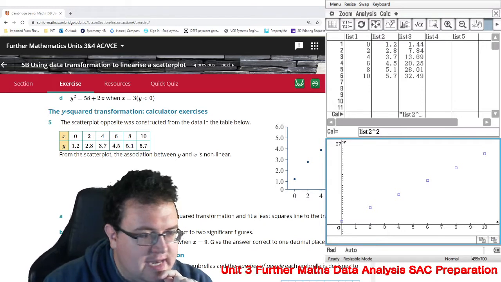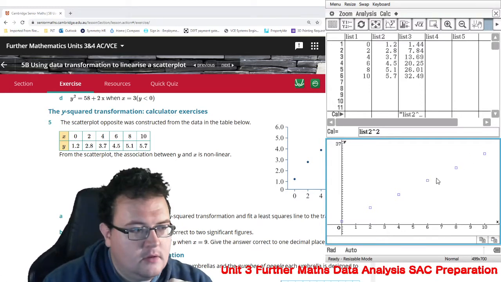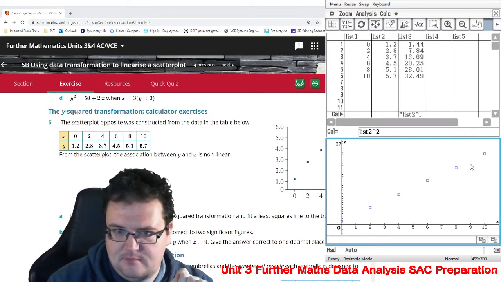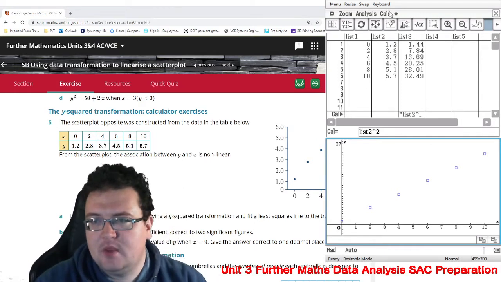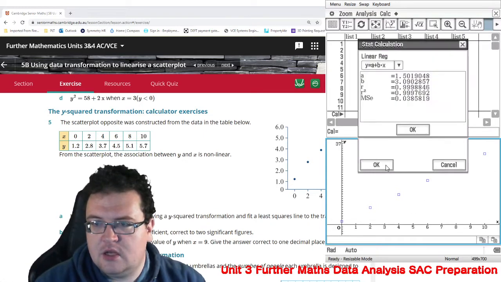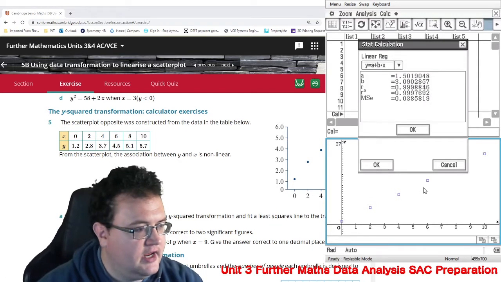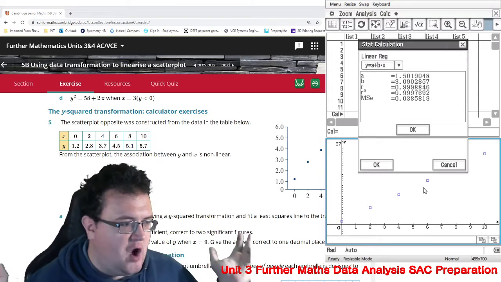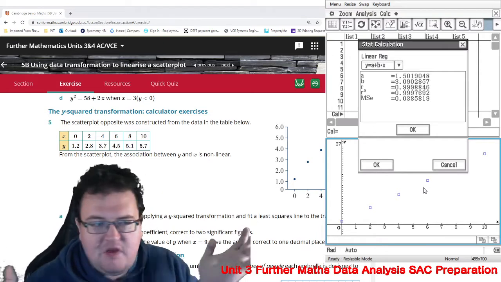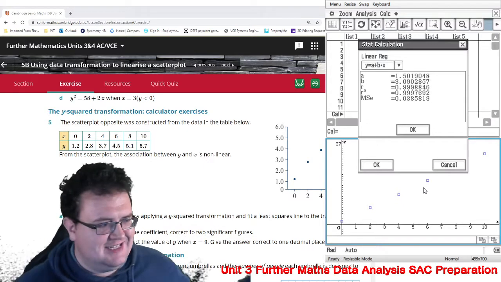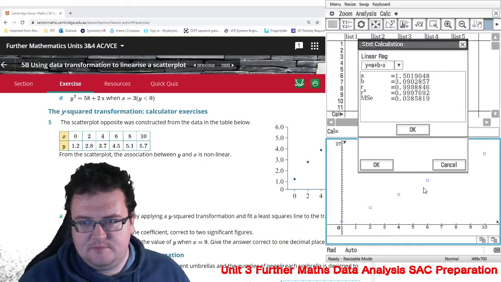All right. Now that looks like a perfect straight line to me. But is it? So, regression, linear regression, list 1, list 3. Hit OK, and it comes up looking like this. Which is fine. It's not great. It's not perfect. I mean, the R value is 0.998846, so that's pretty darn close.